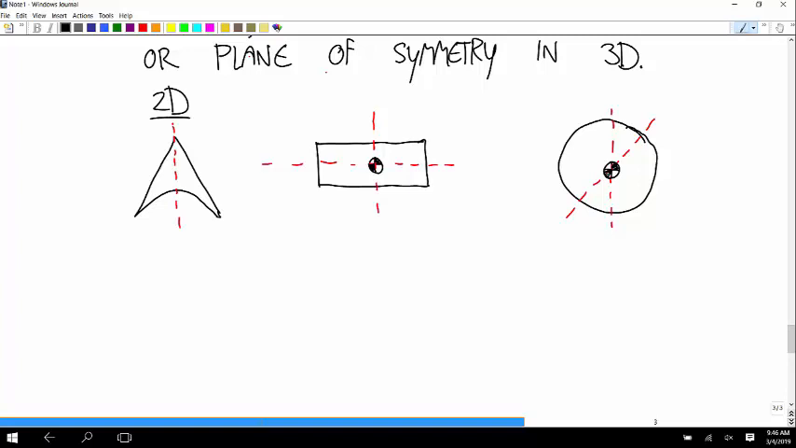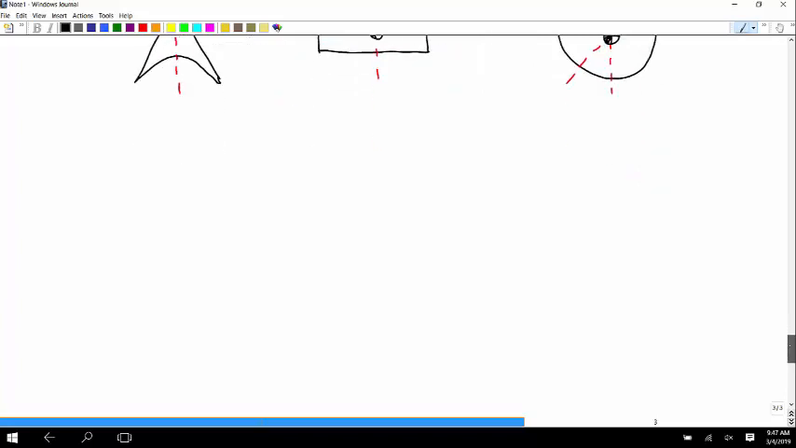And then it works the same in 3D. It's just planes of symmetry. So in 3D, if you can find 3 different planes of symmetry, they'll intersect at a point, and that point is the centroid. If you can only find 2 planes of symmetry in 3D, those intersect at a line, and then the centroid is on that line somewhere. And you still have to do the calculation of where along that line.